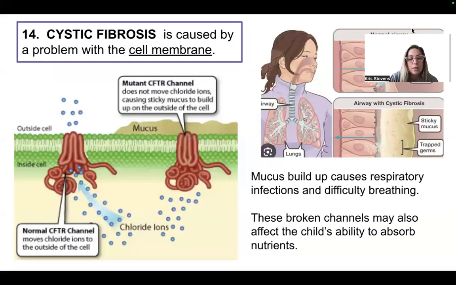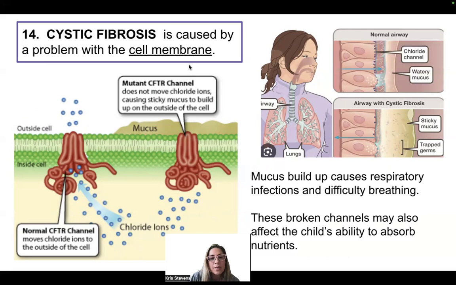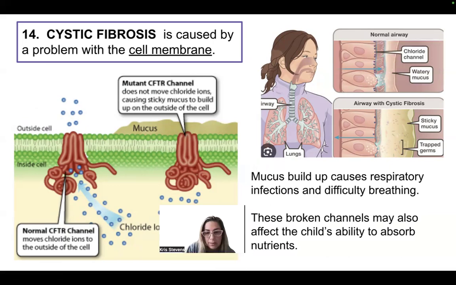Cystic fibrosis is caused by a problem with the cell membrane. And these lysosomes don't work correctly, and they actually end up with a buildup of too many things inside their membrane. But you can read about this, and we'll talk about this in class a little bit.